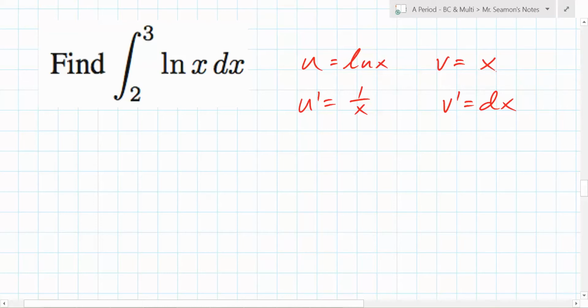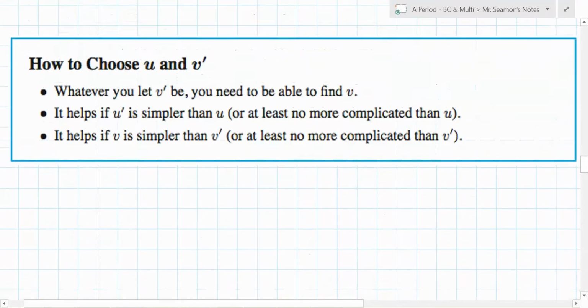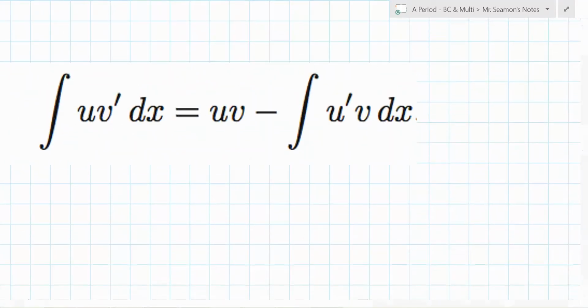We got simpler, and it was easy to take the integral. So we know that this now equals U times V. What is U times V? I'm putting the x first just because it's easier to write clearly. And then what do I subtract? We're going to use this one right here. So let's just use this: U times V minus the integral of U prime V.